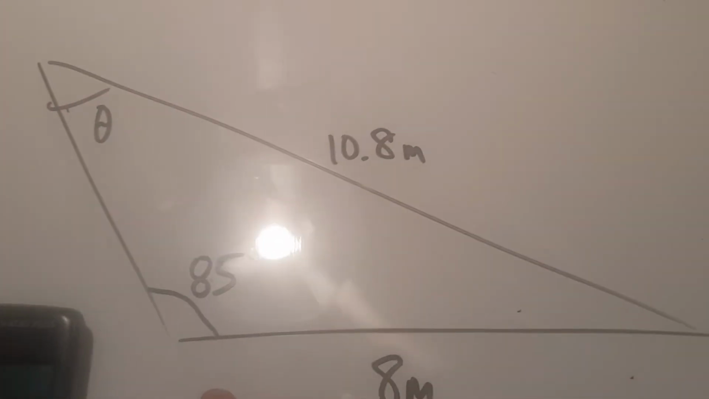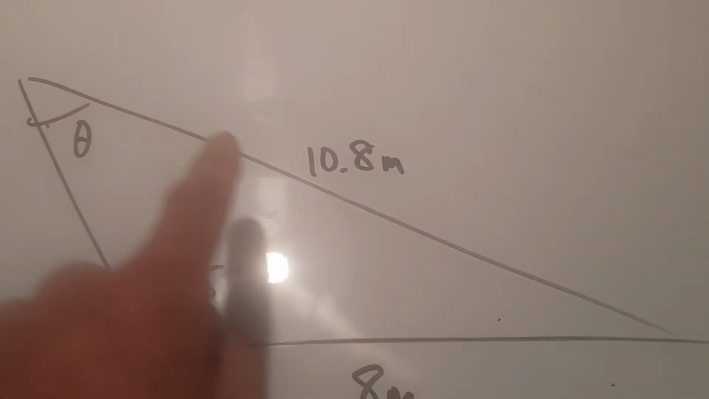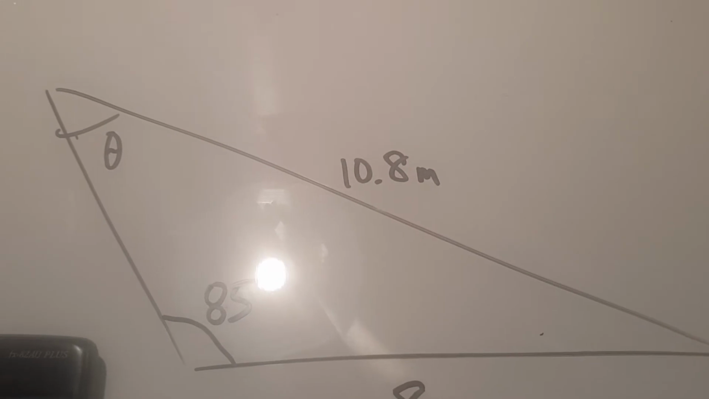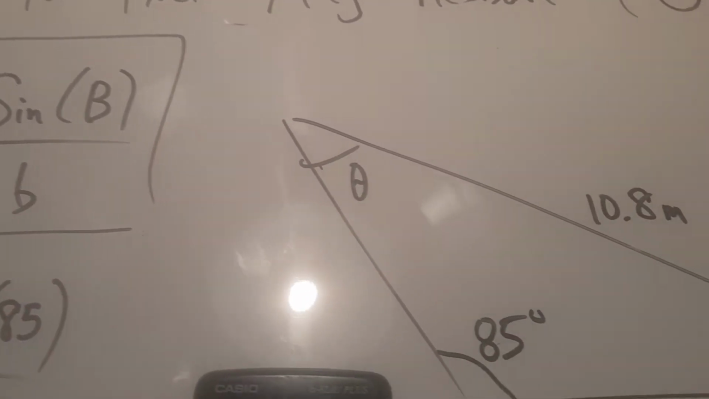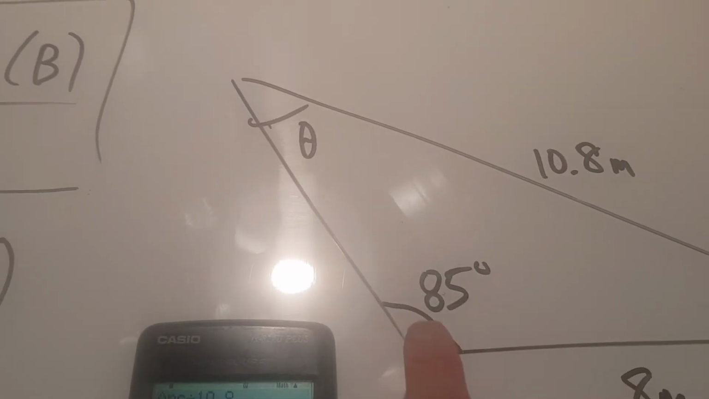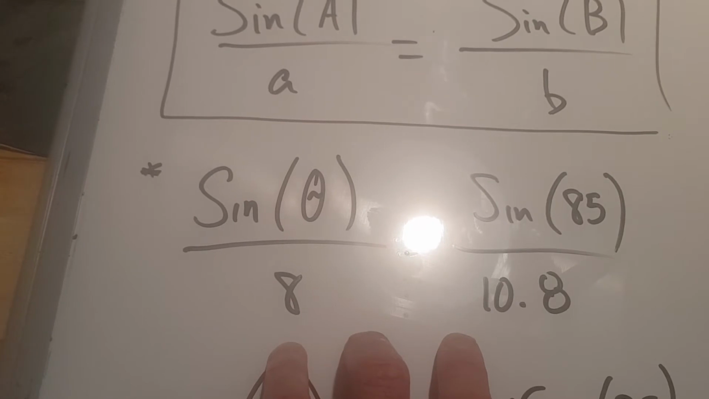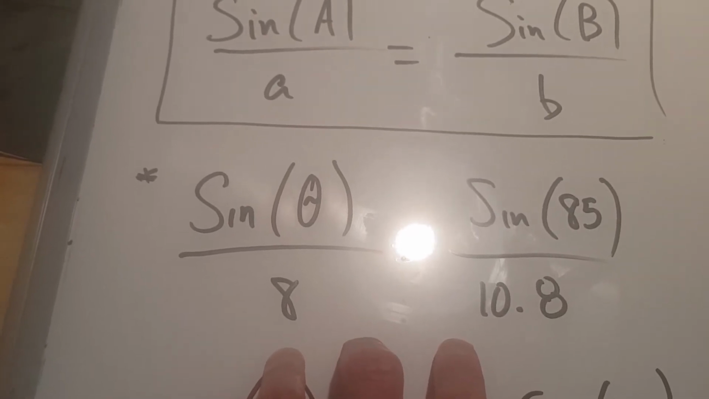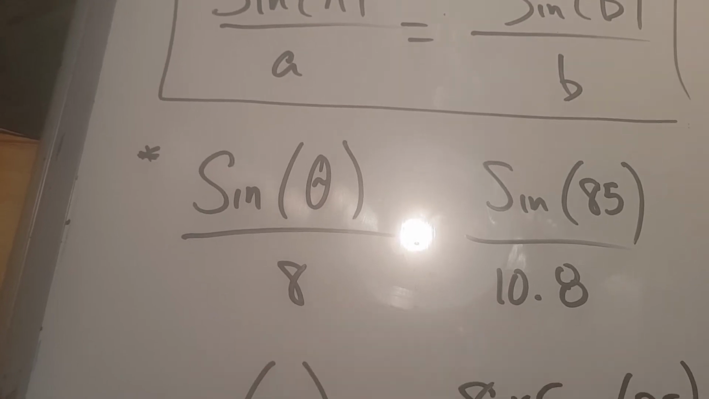Okay, so back to the diagram. There's my angle B that I know, and there's the length of the side across from it. So that second fraction, sine of B over little b, is going to be the sine of 85 degrees over 10.8. There we've set up our problem: sine of theta over 8 equals sine of 85 over 10.8.